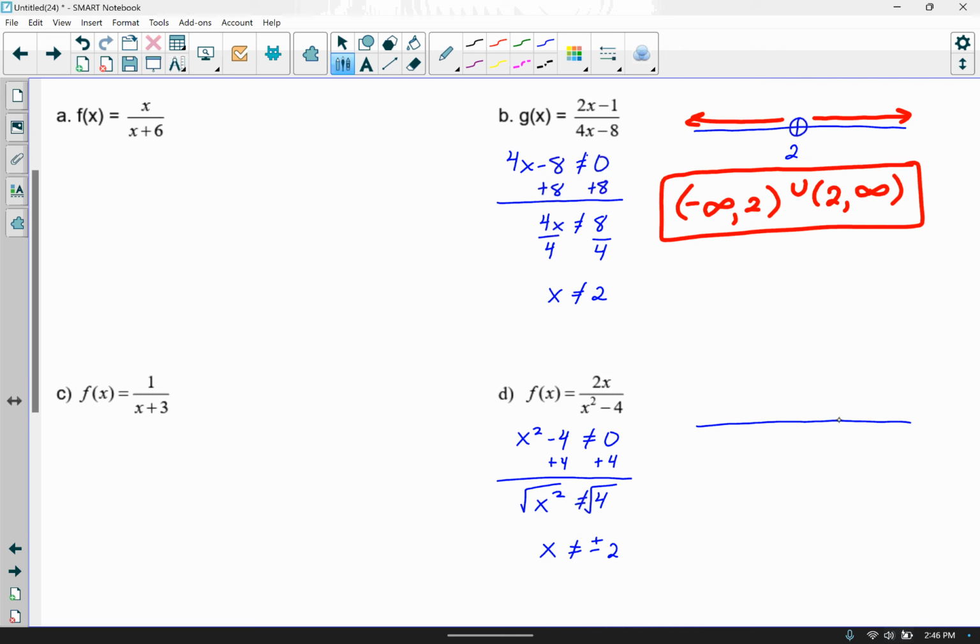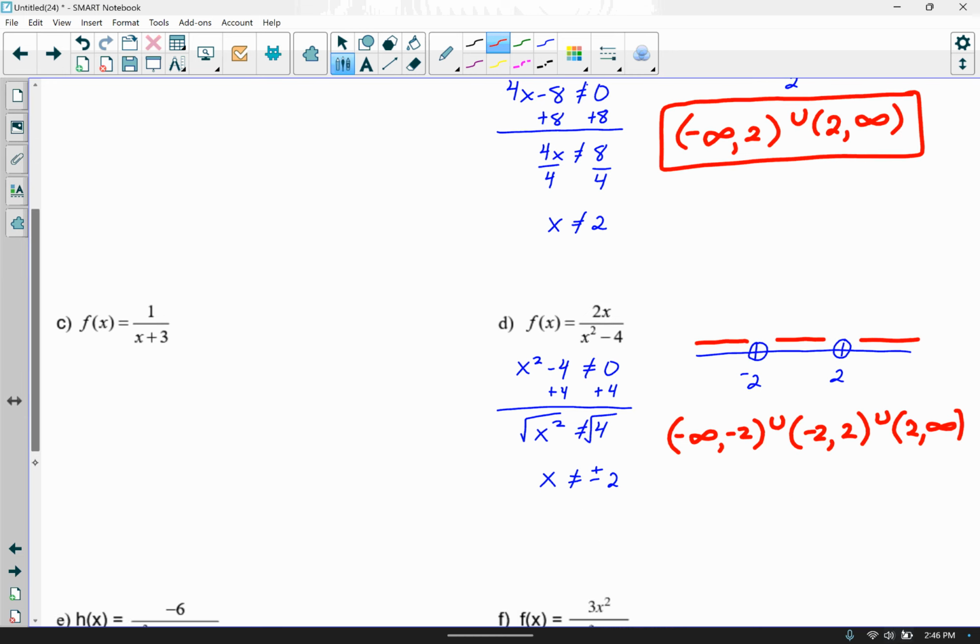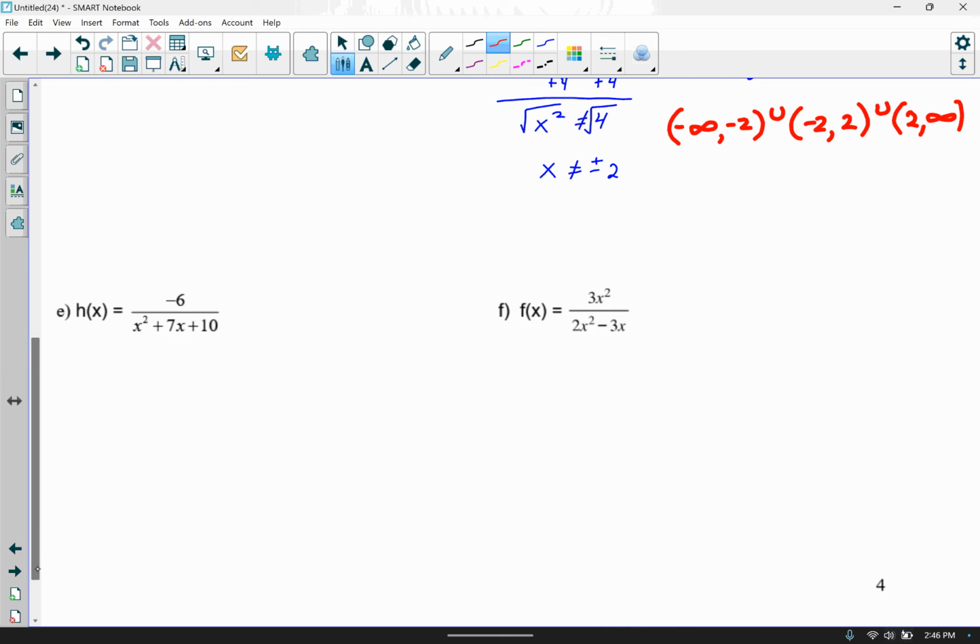So if I give you a picture this time, here's my positive 2, here's my negative 2. I can't equal either one of those values, but I can equal anything else. So there's my shading. So I want to write interval notation then. First leg, negative infinity to negative 2. Use your union symbol. And then you're going to go from negative 2 to 2. And then 2 to infinity. Final answer. Okay. And then we'll wrap it up here with the last one on that column.